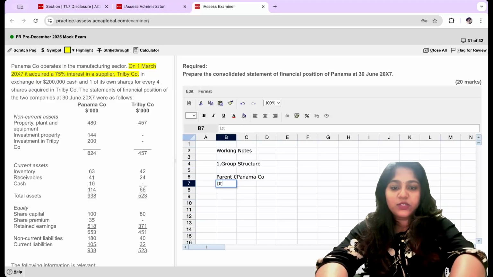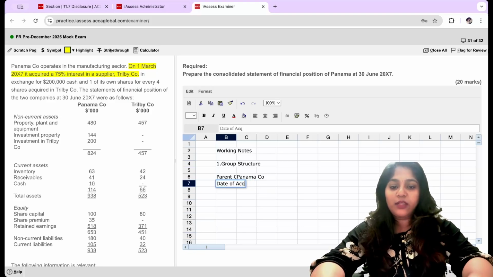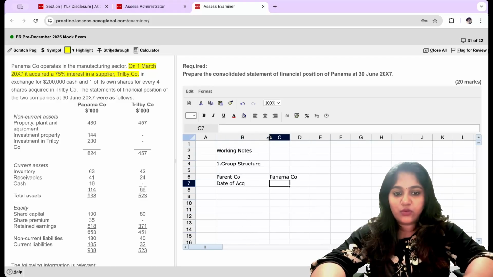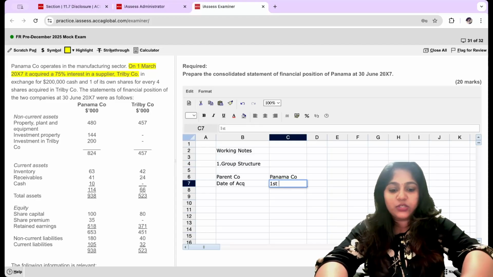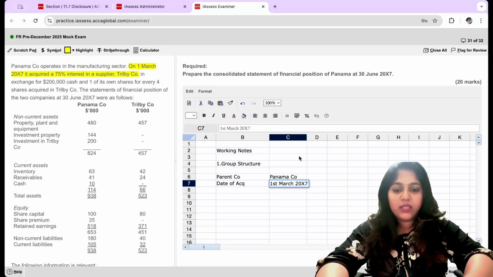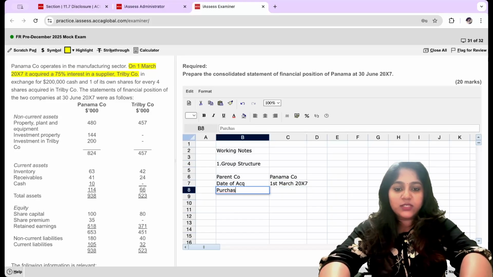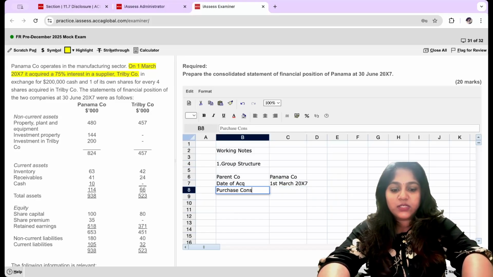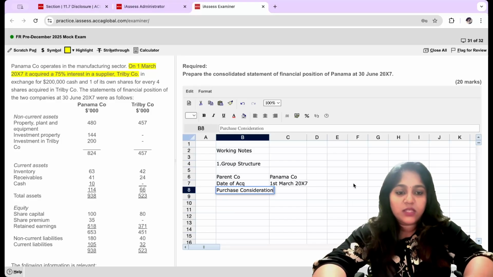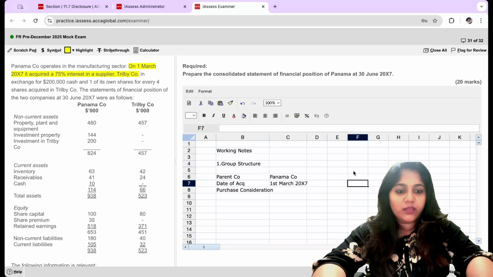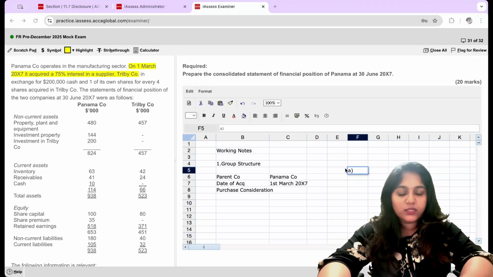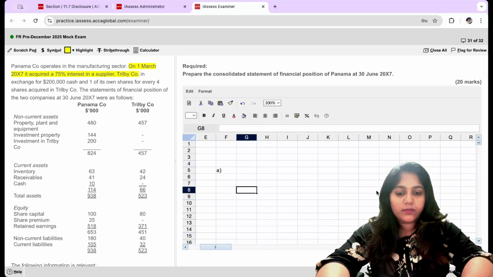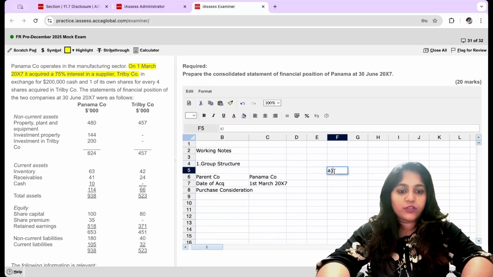And what is the date of acquisition? I'm not going to write the full form, but in your examinations it is always suggested you write the full form. The date of acquisition is 1st March 20X7. Then we need to calculate the purchase consideration. You can have a subnote within this, and I will calculate the purchase consideration somewhere here.